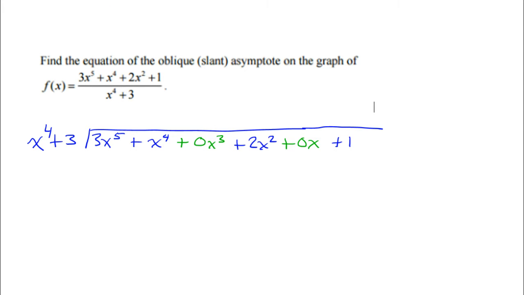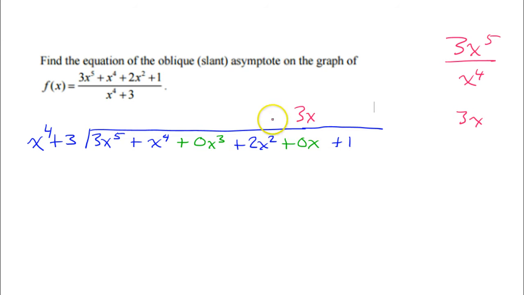Anyway, long division. The first thing you do with long division is you divide the first term by the first term. So I'm going to divide 3x to the 5th power by x to the 4th power. That's going to leave 3x, because these 4 x's cancel out 4 of these x's, so that leaves 3x. So I'm going to put that 3x right here in the x column.